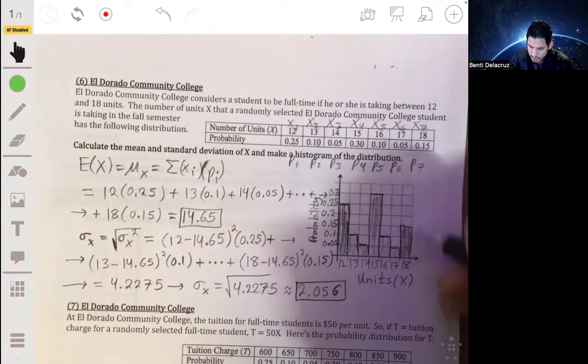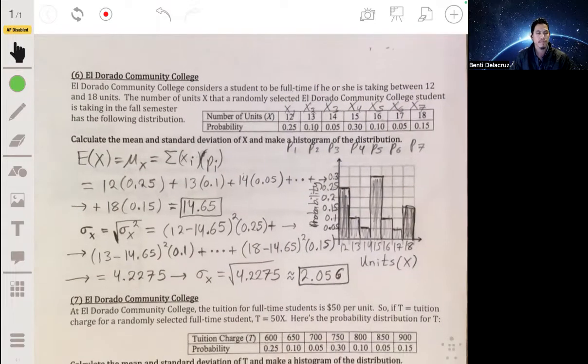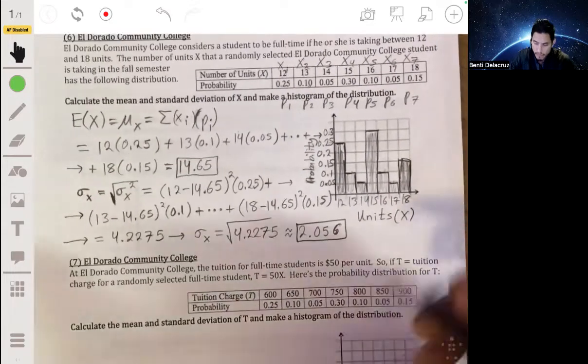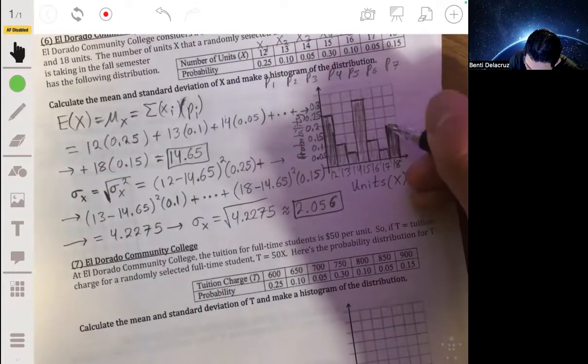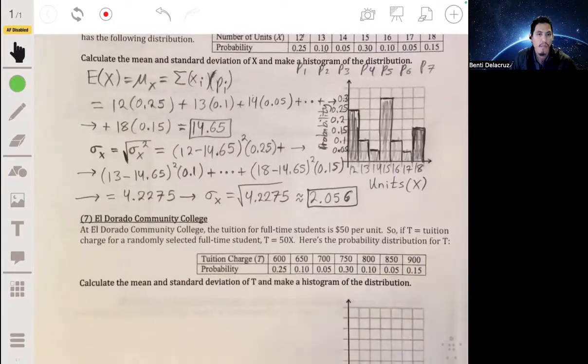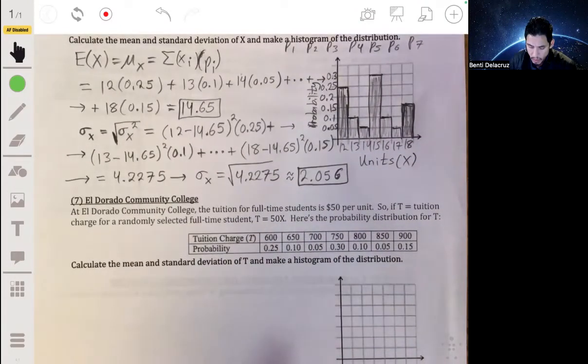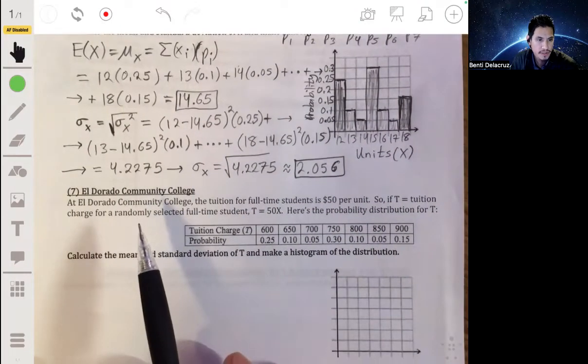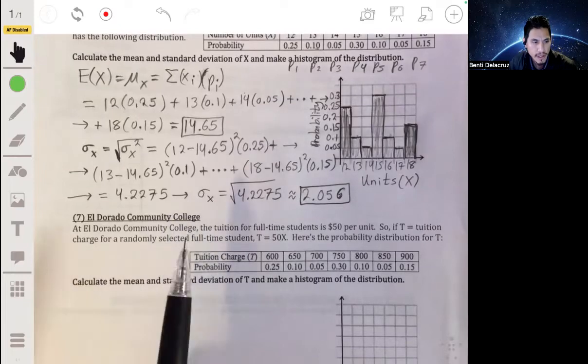Not my best sketch, but you get the idea. All right, now let's look at the next problem here. So still dealing with the same scenario, sort of.